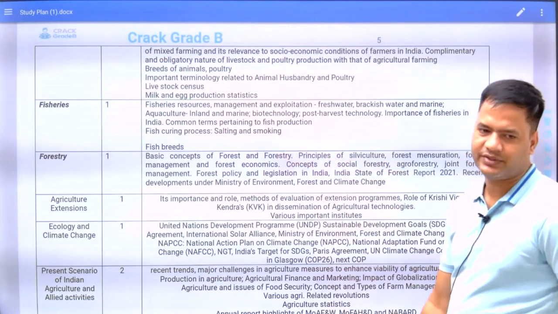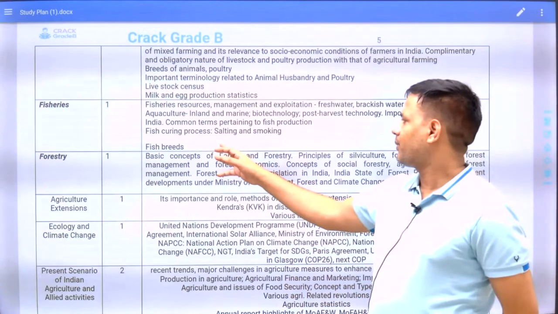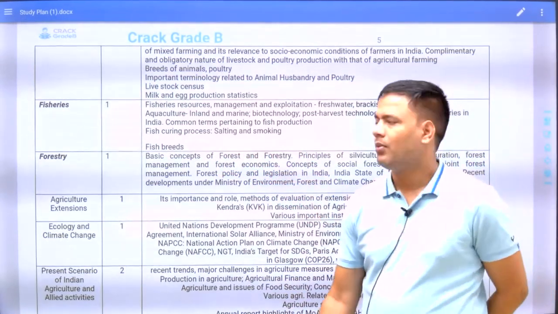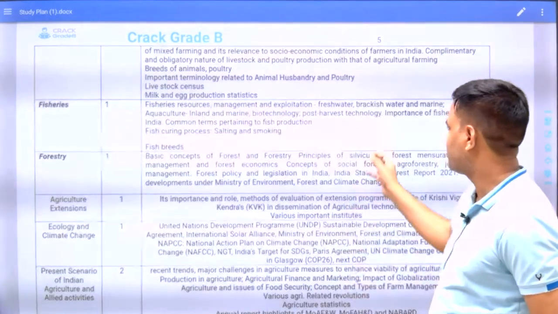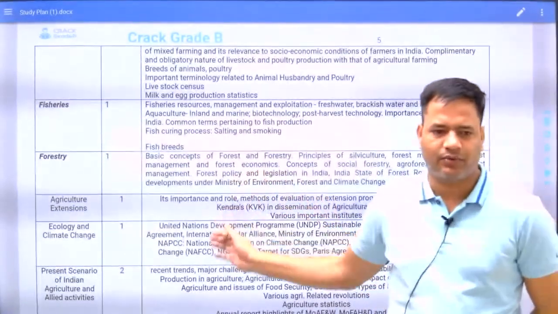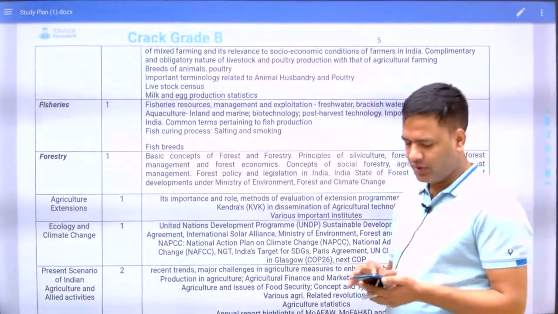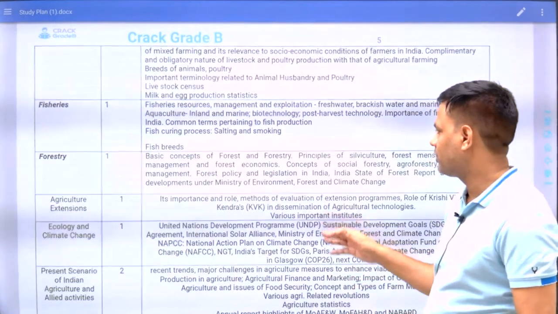Fish production statistics come under the current affairs part. Fish curing process, salting and smoking, they asked last year. So post-harvest management and post-harvest technology are important. Fish breeds, previously they have asked about fish breeds. So different types of breeds are there, and you should learn those if you are appearing in the exam.